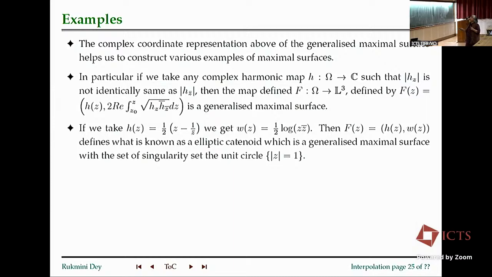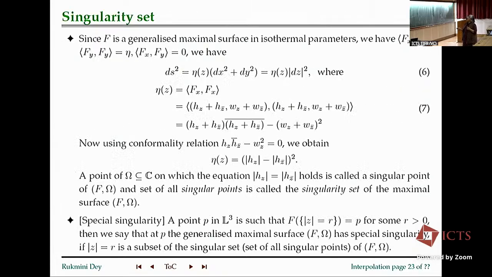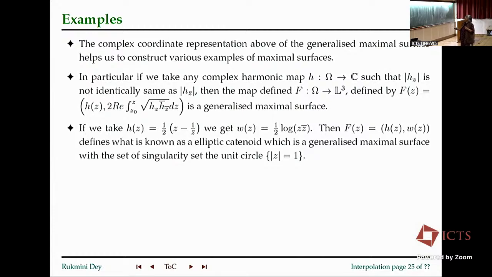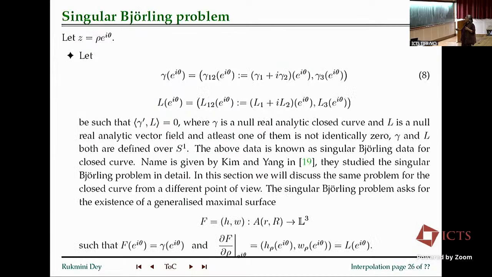That is what I was referring to. But one very nice way of writing it is also this, because as you see, the conformality condition became h_z bar minus w_z squared is 0. So in that case, this f of z is given by this. So w can be replaced in terms of h, and it can be written like this. Once again, one can do the elliptic catenoid.